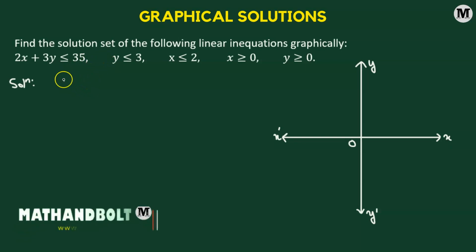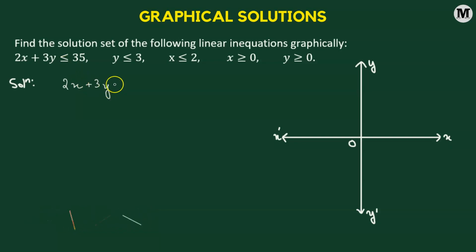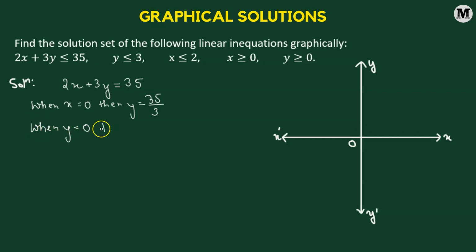into an equation. To convert it into an equation, all we have to do is replace the inequality symbol less than or equals to with an equal symbol, and this will be equals to 35. So now we have a linear equation in two variables x and y. We're going to consider a value for x. So let's say when x equals to 0, then the corresponding value of y is going to be 35 over 3. And if we consider y to be equals to 0, then the corresponding x value is going to be equals to 35 over 2.